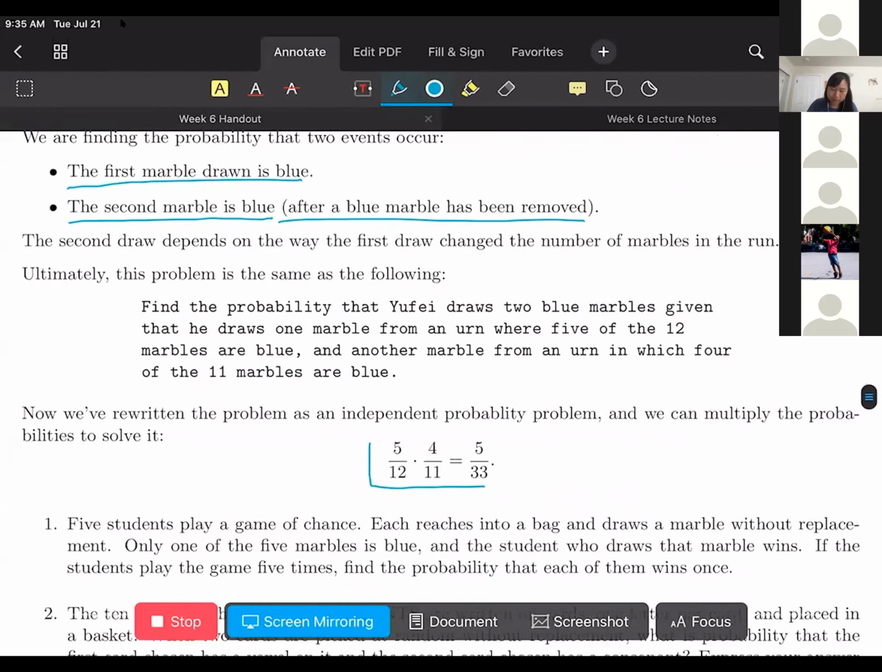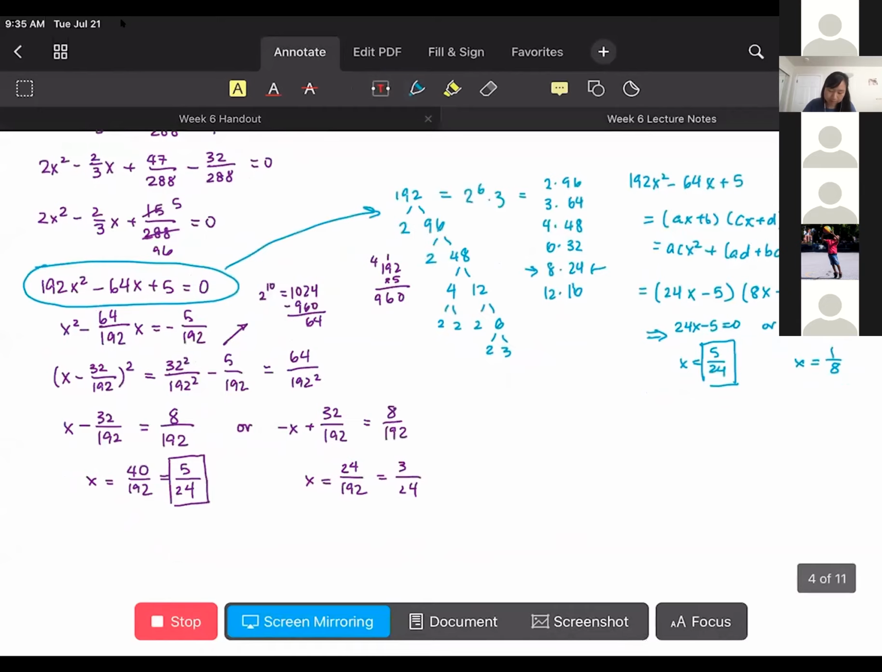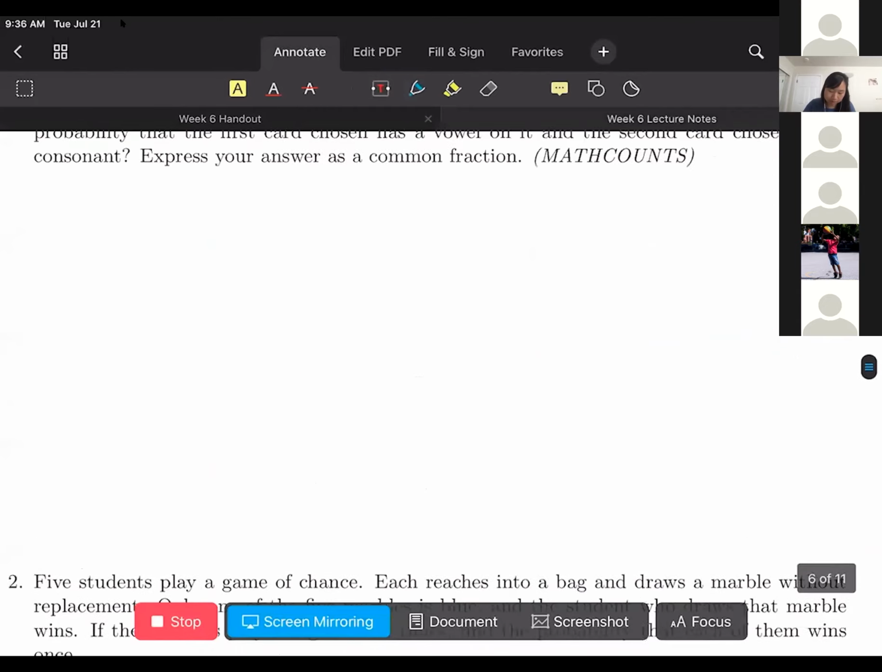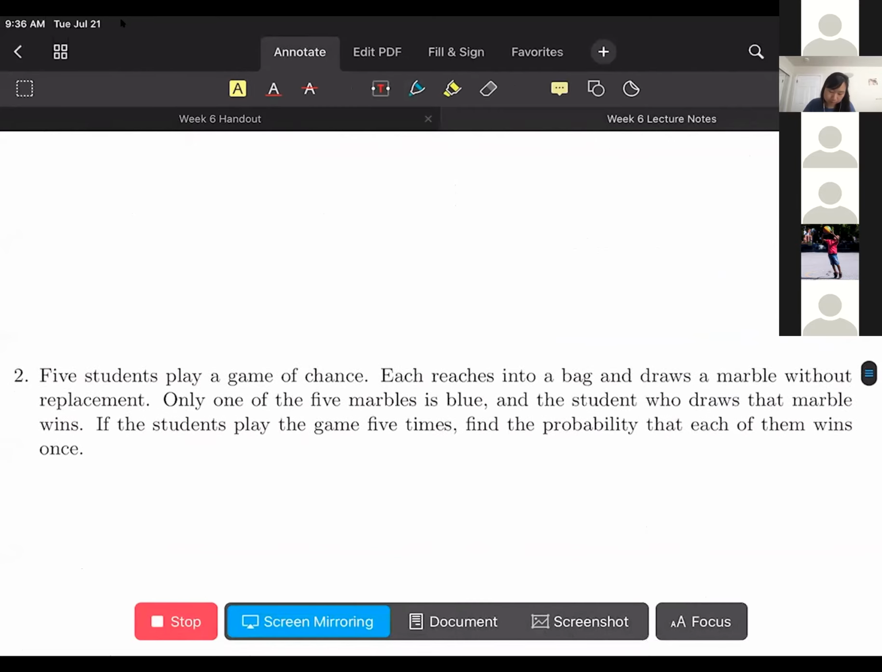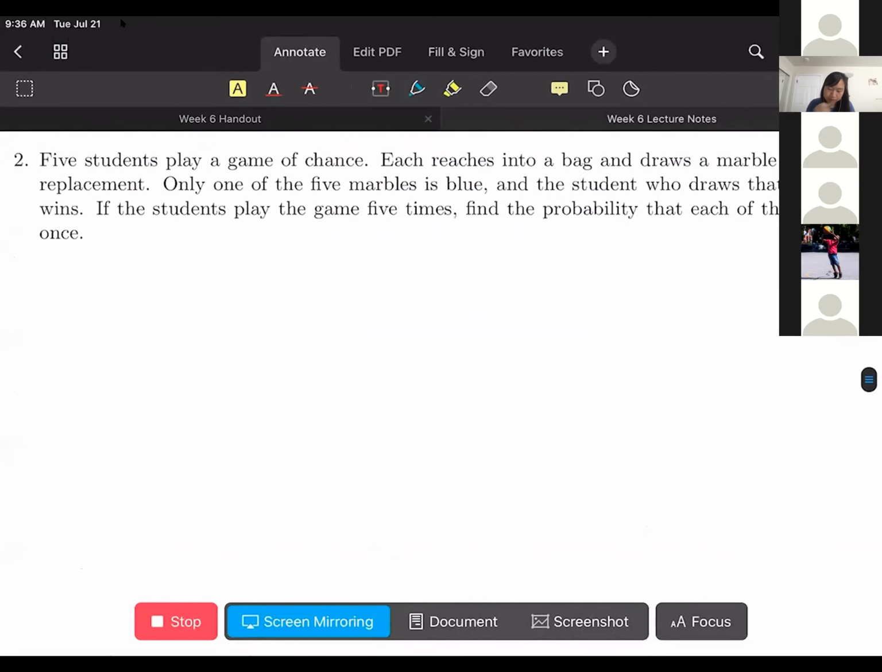Let's do an example just to make sure. I'll skip the independent probability ones. Let's try this one. 5 students play a game of chance. Each one reaches into a bag and draws a marble without replacement. Only one of the 5 marbles is blue, and the student who draws that marble wins. If the students play the game 5 times, find the probability that each of them wins once. So, thoughts on how to do this one?